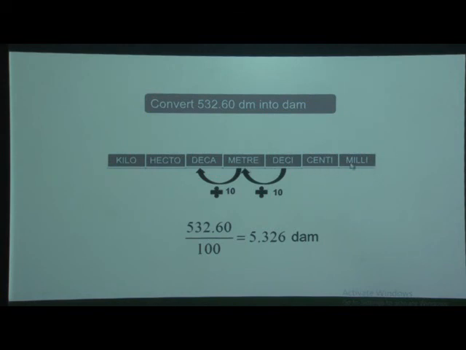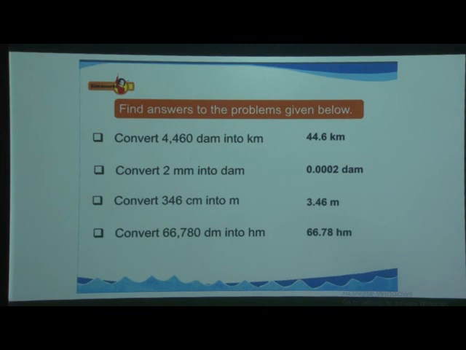So this scale, if you understand, is kilometer, hectometer, decameter, meter, decimeter, centimeter, and millimeter. You have to remember this, then whatever unit is given and in whichever unit you want conversion, you can do it by the multiplication or division method. Now find the answer to the problems given below. So convert 4460 decameter into kilometer.